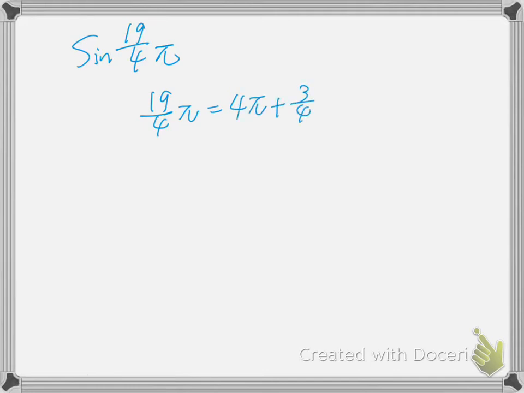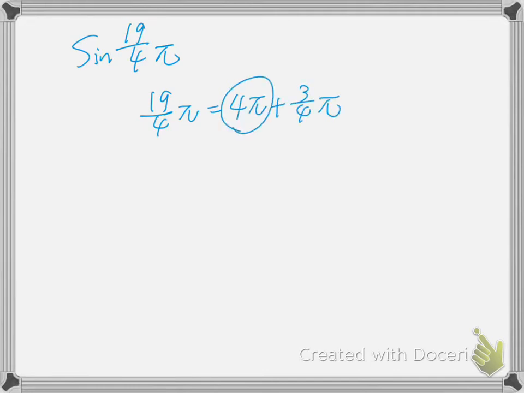Now two more questions about trig values, where we will use different ideas. The next one is sine of 19 over 4 pi. It's bigger than 4 pi, so we have to change the angle. So 19 over 4 pi is 4 pi plus 3 over 4 pi.